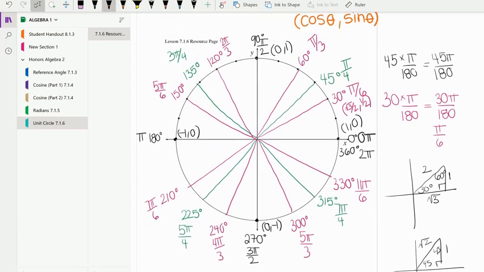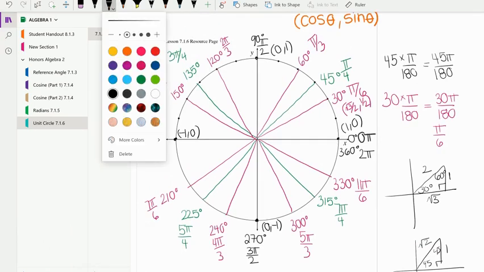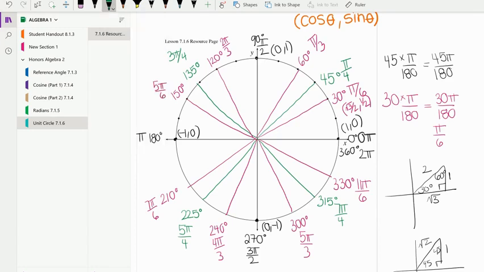But we know we can't leave it like that because you can't have a radical in the denominator, so you have to rationalize it or get rid of it. So this point is going to become √2 over 2, √2 over 2. Keep in mind we are not going to do this for every degree, because that would be absolutely crazy.